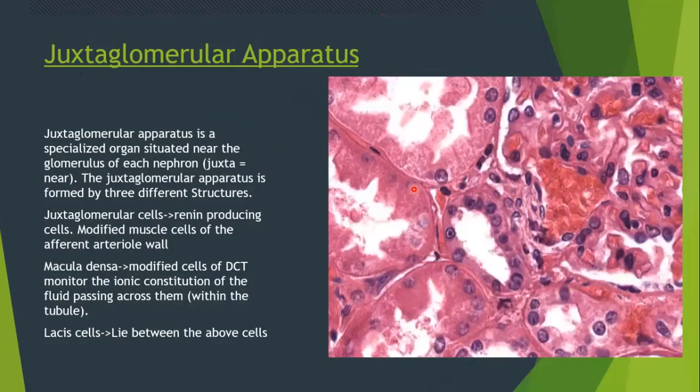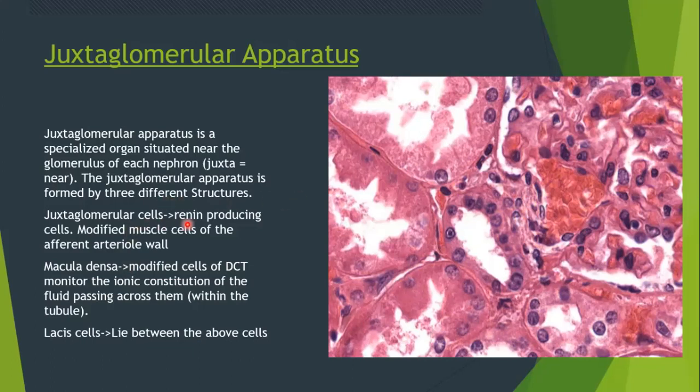Now let's look at the juxtaglomerular apparatus before we go to the distal convoluted tubule. At the junction between the distal straight tubule and the distal convoluted tubule, that portion of the renal tubule usually lies very close to the vascular pole of the renal corpuscle, and cells there are specialized. How are they specialized? The cells of the distal convoluted tubule here are rather columnar, not cuboidal. Those cells are known as the macula densa. They are the modified cells of the distal convoluted tubule, and they monitor the ionic constitution of the fluid passing across them. So these are your macula densa.